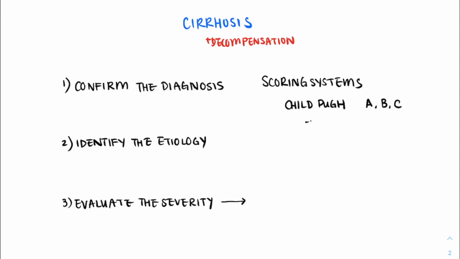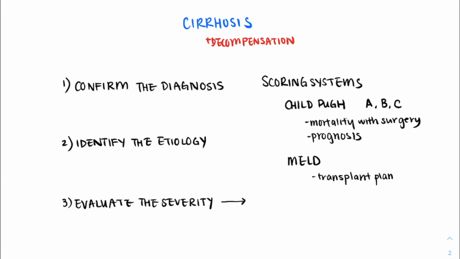Although the score was initially developed to measure mortality with surgery in cirrhotic patients, it is commonly used as a surrogate marker for general prognosis. The other score you may encounter is the MELD score, which is used specifically in a transplant setting. Remember that these scores don't have to be memorized. It's more important to be able to recognize them and know when to apply them.